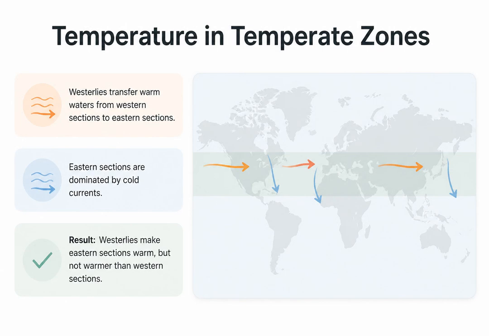There are interesting nuances to this horizontal distribution, particularly in the temperate zones. Here, westerly winds push warm waters from the western side of the oceans over to the eastern side. You might think this makes the eastern side warmer. However, the eastern sections of these oceans are typically dominated by cold currents flowing from the poles. So while the westerlies do warm the eastern sections, they are still not warmer than the western sections.